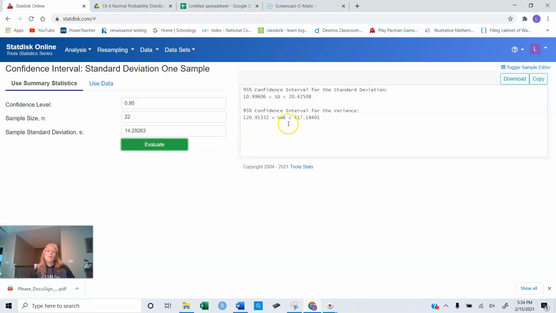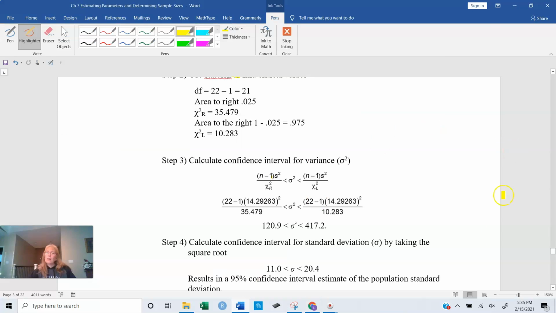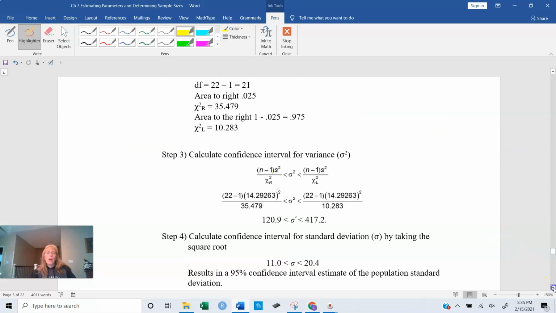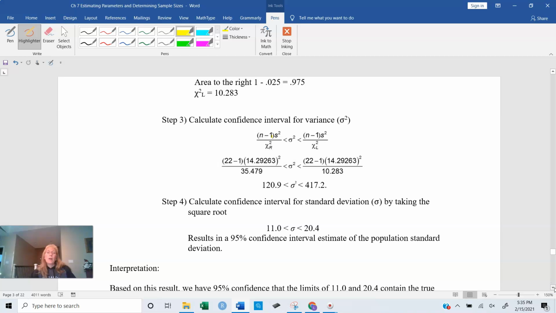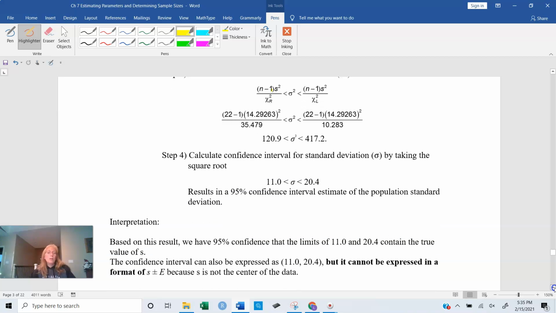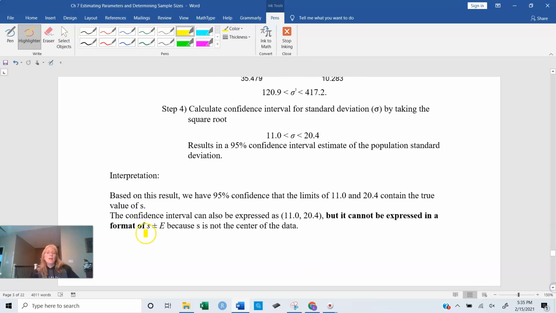120.9, the variance of 417. The standard deviation on the first one is 10.99, standard deviation of 20.42508. Gotta love technology, right? All right, so we've got our confidence intervals for the variance and the standard deviation. What this means is that we have a 95% confidence that the limit of 11 and 20.4 contain the true value of the standard deviation of our population, which makes us happy.